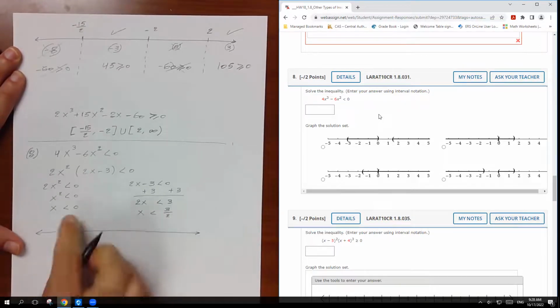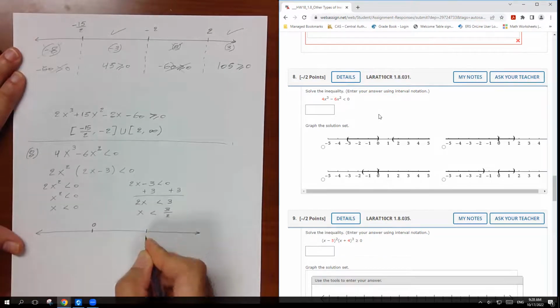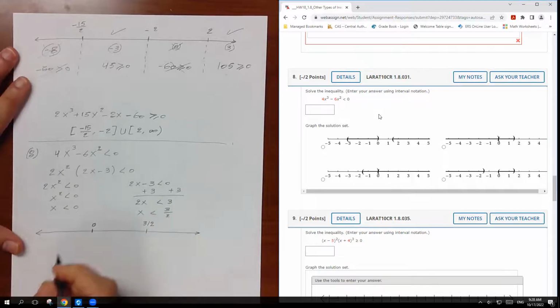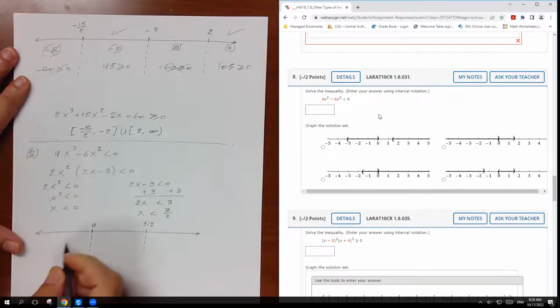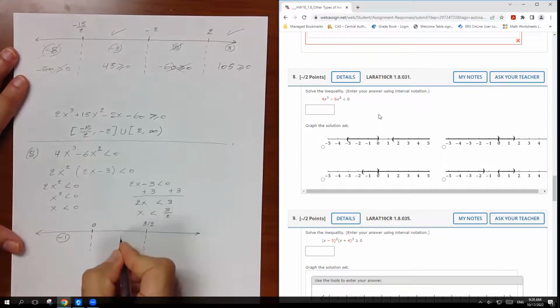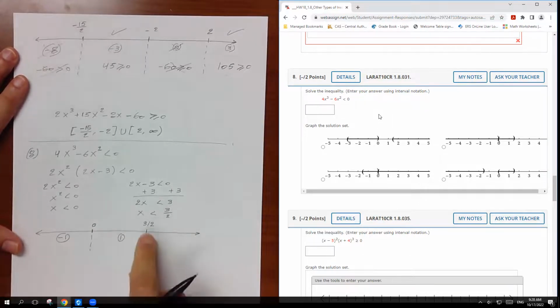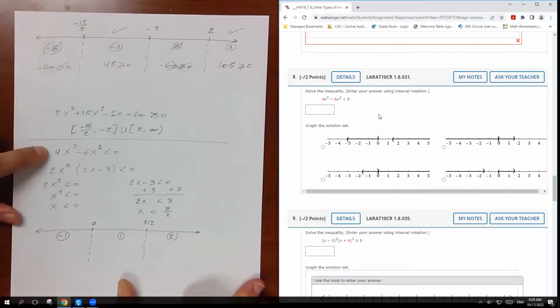So 1.5 and 0. So here is the 0, and I'm going to put here 1.5. That means 3 over 2. The first test number is going to be on this side. Let's take -1. Between 0 and 1.5, which is 3 over 2, we can take the 1. After 1.5, I can take 2 here.